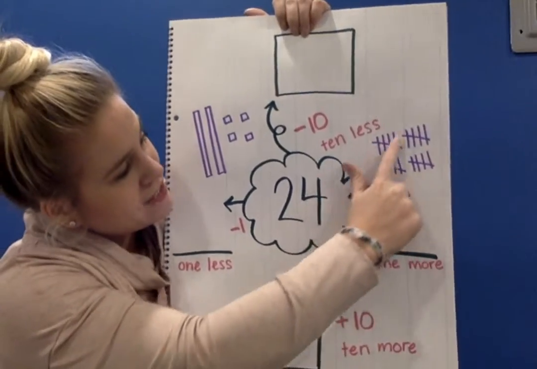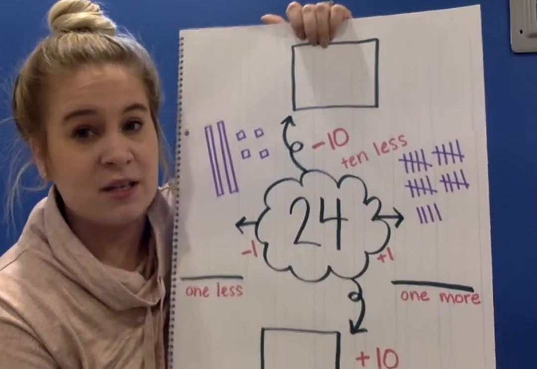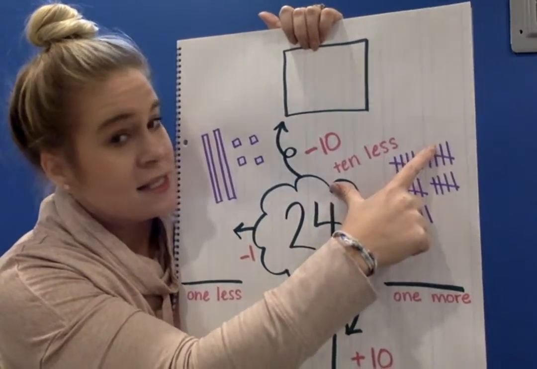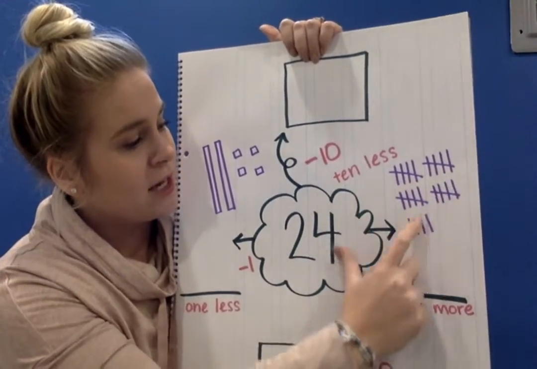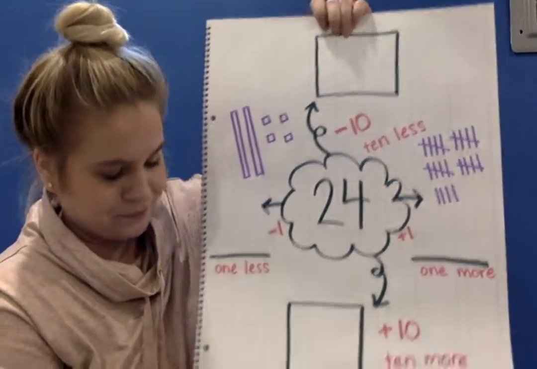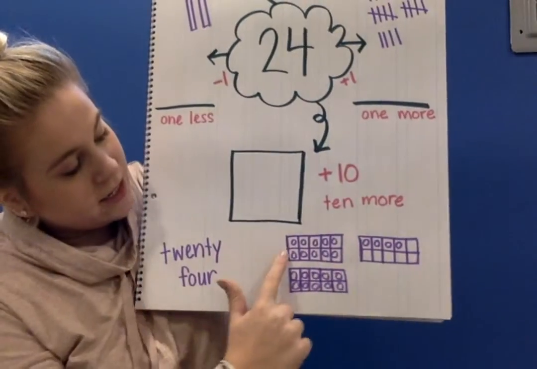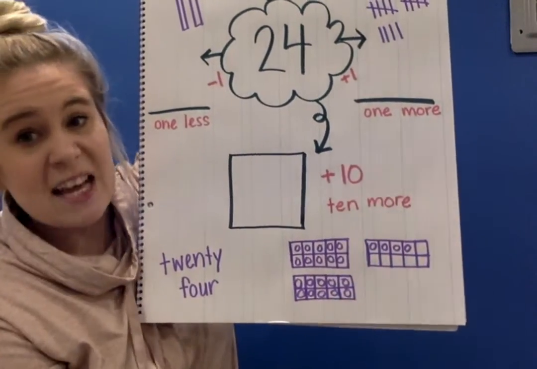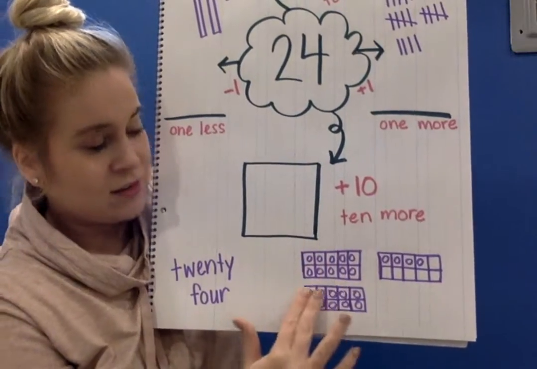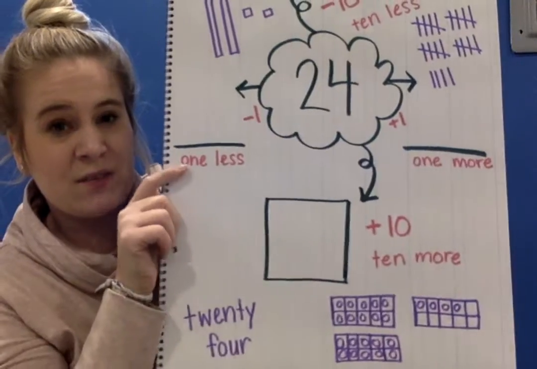I also drew some tally marks. Remember, when you slash across a tally mark, that means there's 5. 5, 10, 15, 20, 21, 22, 23, 24. Down here, I wrote the word 24, and here I drew 10 frames. 10, 20, 21, 22, 23, 24.